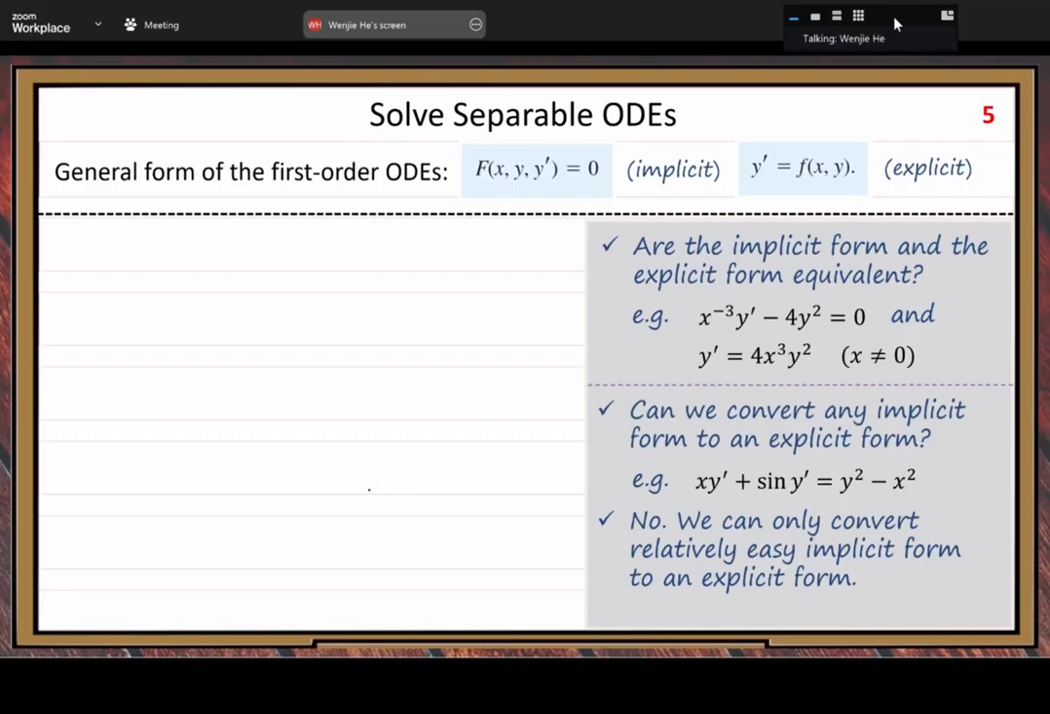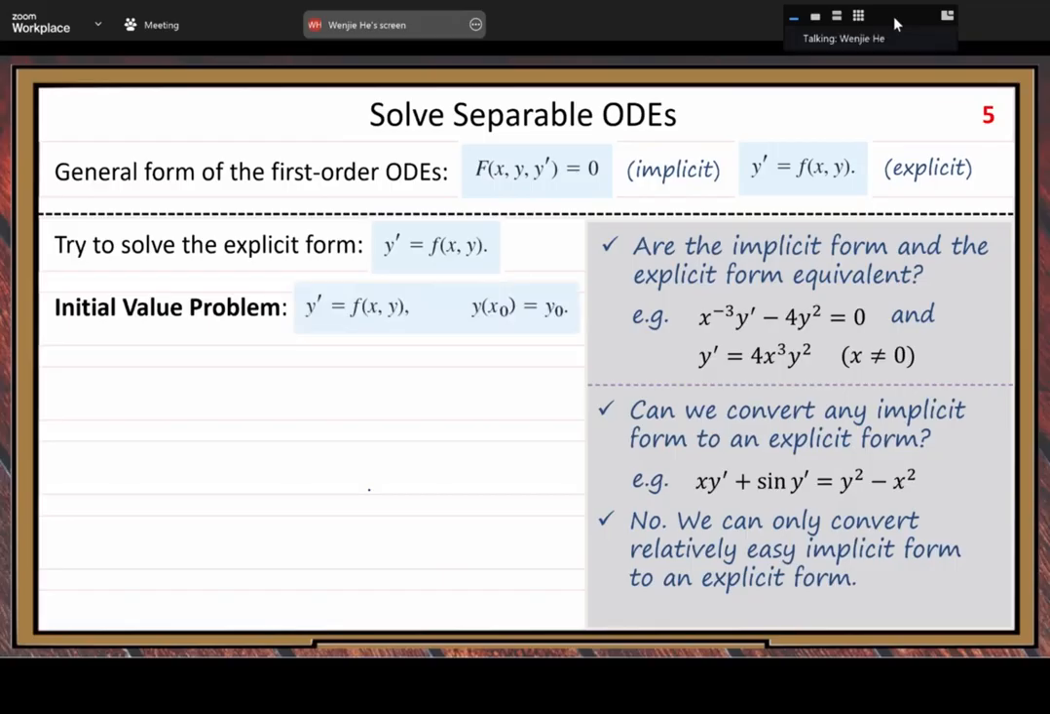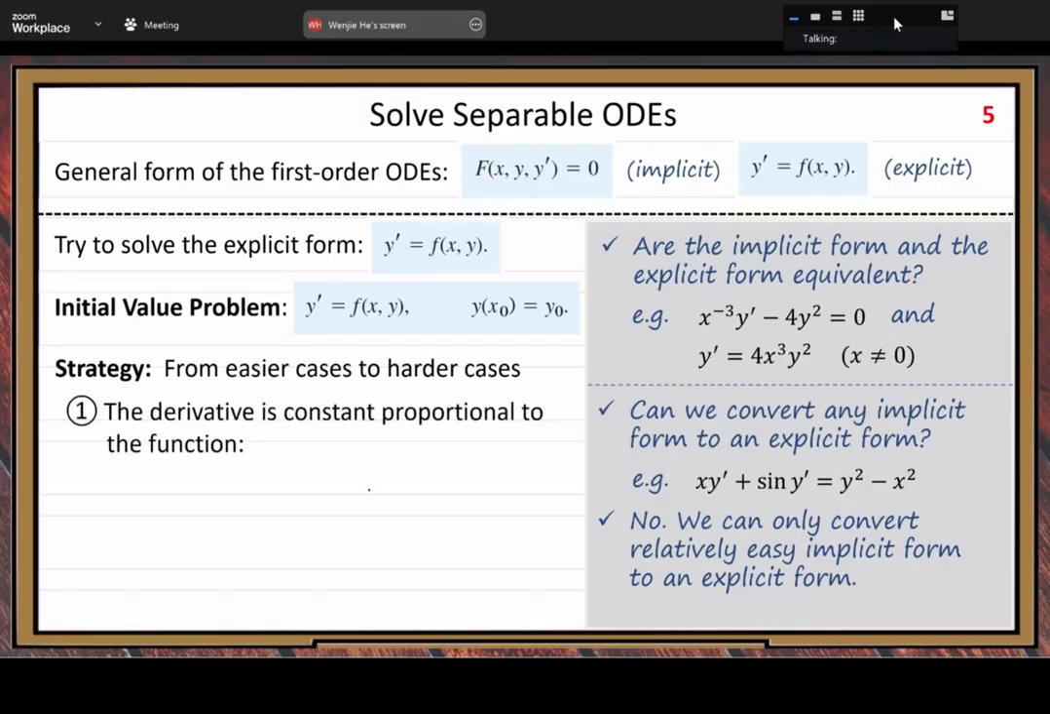But here let me go a little faster. Try to solve the explicit form, the initial value problem. The strategy is going from easier cases to harder cases. The derivative is constant proportional to the function. That's very easy. The easier case. Then separable is a little harder, still pretty easy.